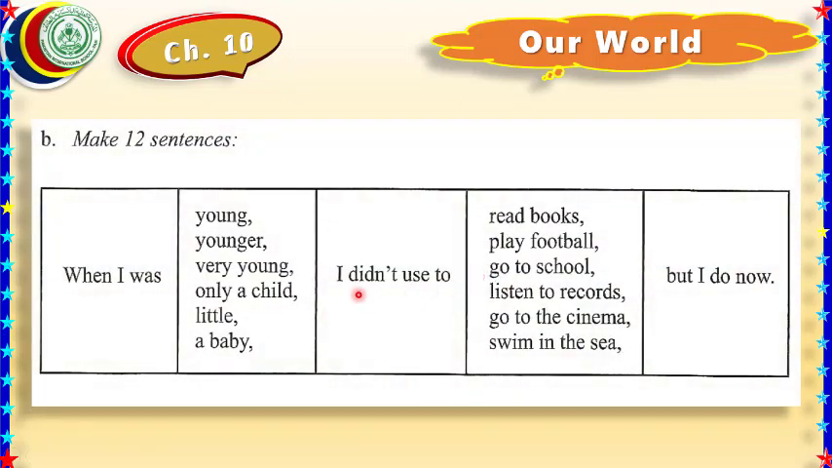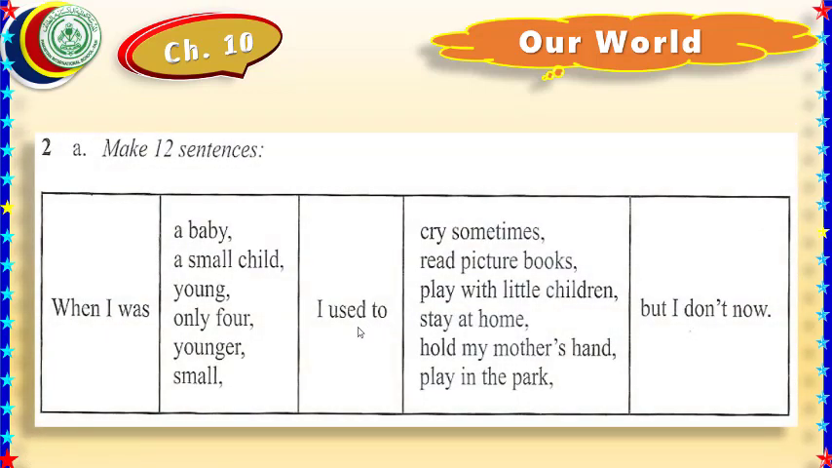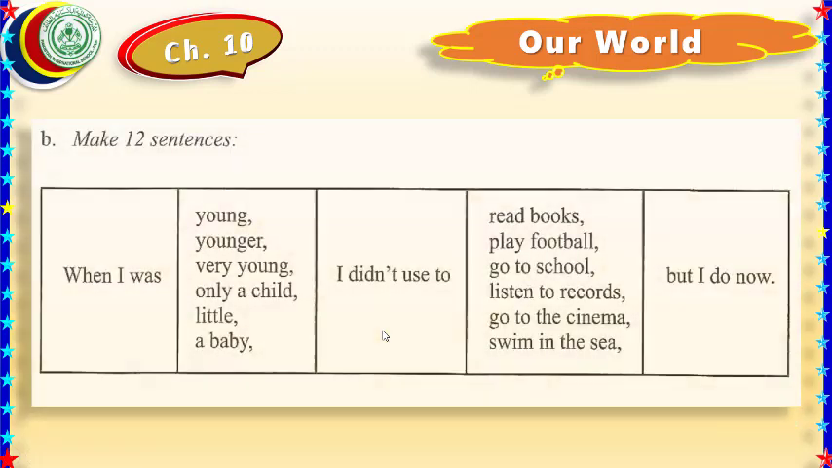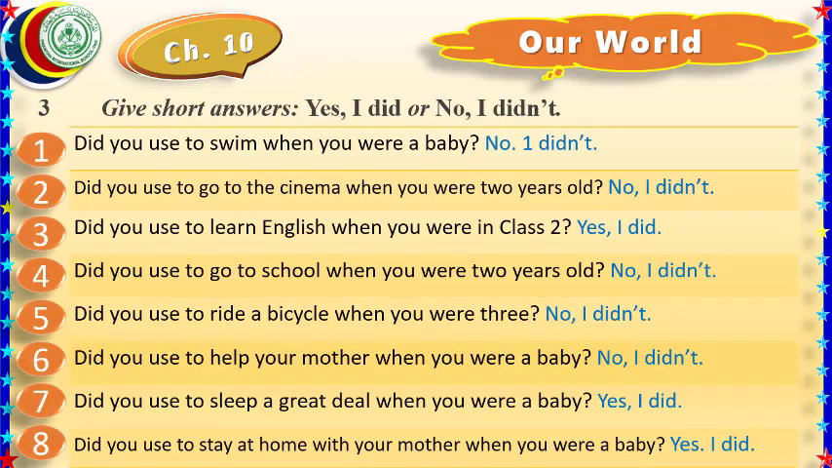This is the B part. Here is written, I didn't used to. What was there in the previous one? In the previous one was, I used to. Can you see here? Here is I used to, but in the next one is I didn't used to. For example, when I was younger, I didn't used to play football, but I do now. Yes, you will make sentences like this. It is just like the previous one, so easy it is. You can use any phrase with any other. Let us move forward.